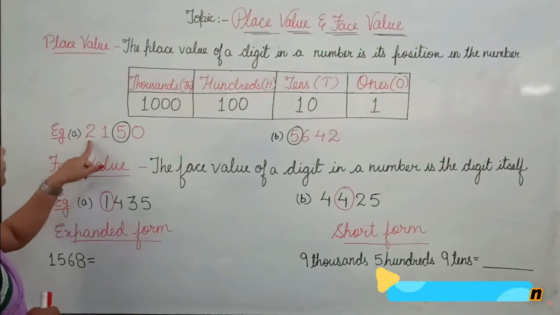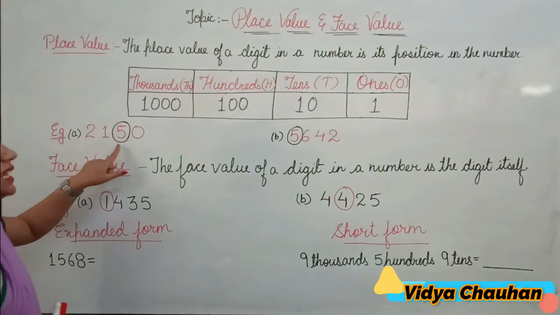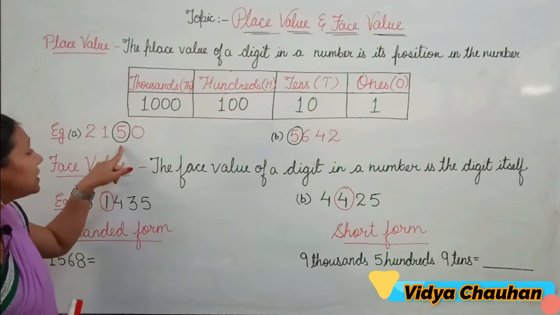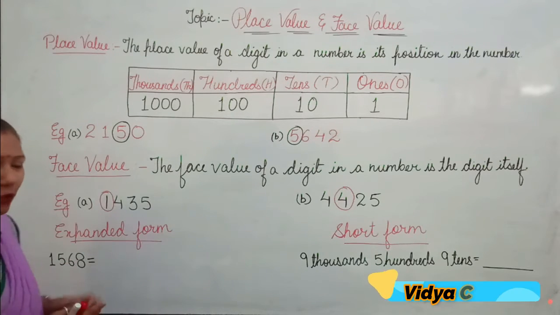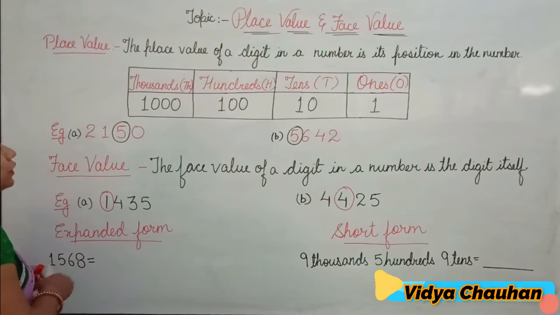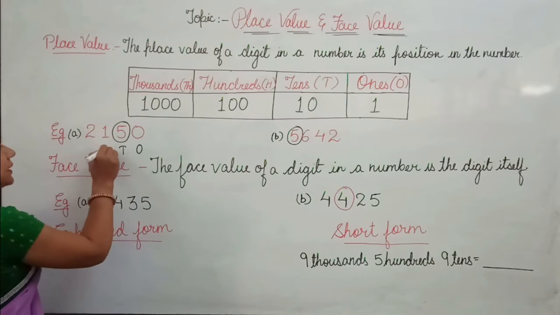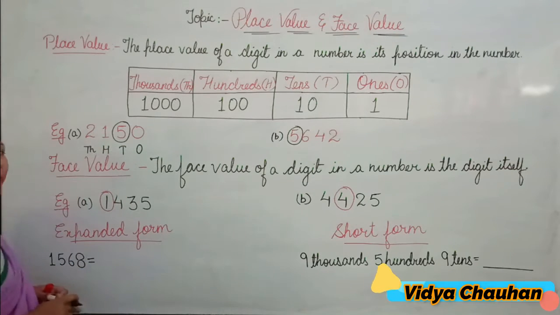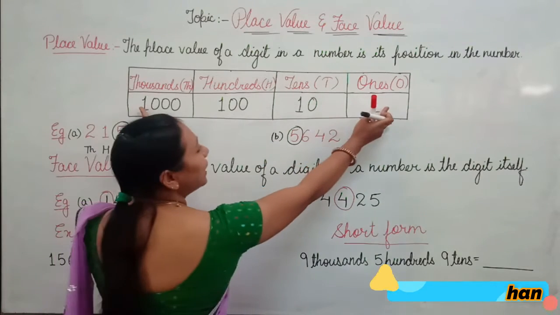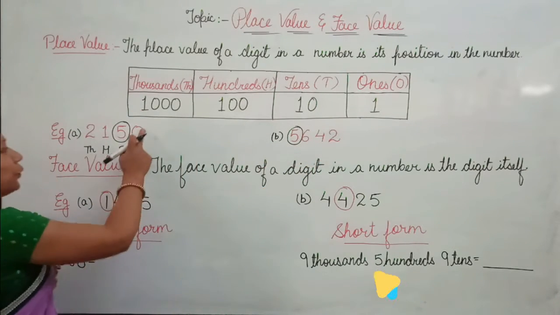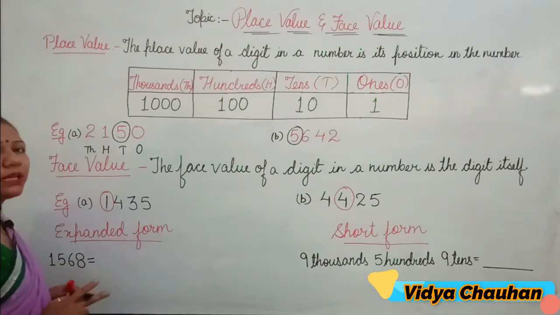The first question says 2150. This is our number and you have to find the place value of the circled digit. Which digit is circled here? 5. Right? So you have to find its place value. So for finding the place value, very first I will find out ones, tens, 100, 1000. That means we will put this number here in our place value system. So ones it is 0, tens 5, 100 1 and thousands 2.